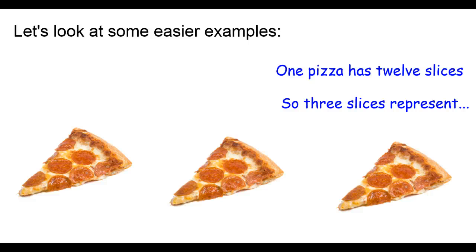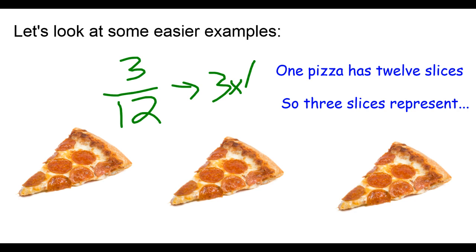And so if one slice is 1/12, then 3 slices is 3/12, 3 out of the 12 possible pieces of the pizza. This also gets at something that we were talking about before, where we talked about how 3/12 can also be thought of as 3 copies of 1/12. And when we're talking about pizza, it's really easy to see that 3 slices is 3 copies of one equal slice, where each slice represents 1/12 of the pizza.